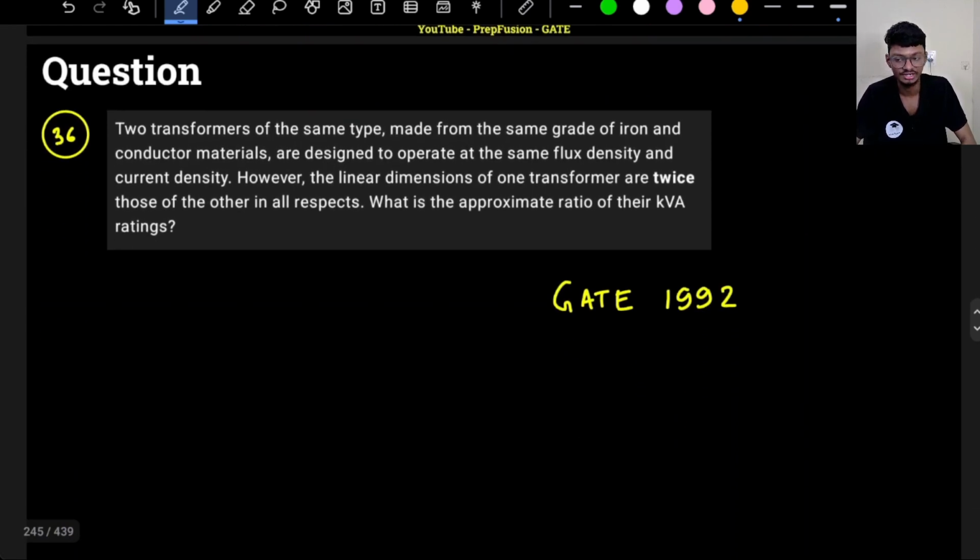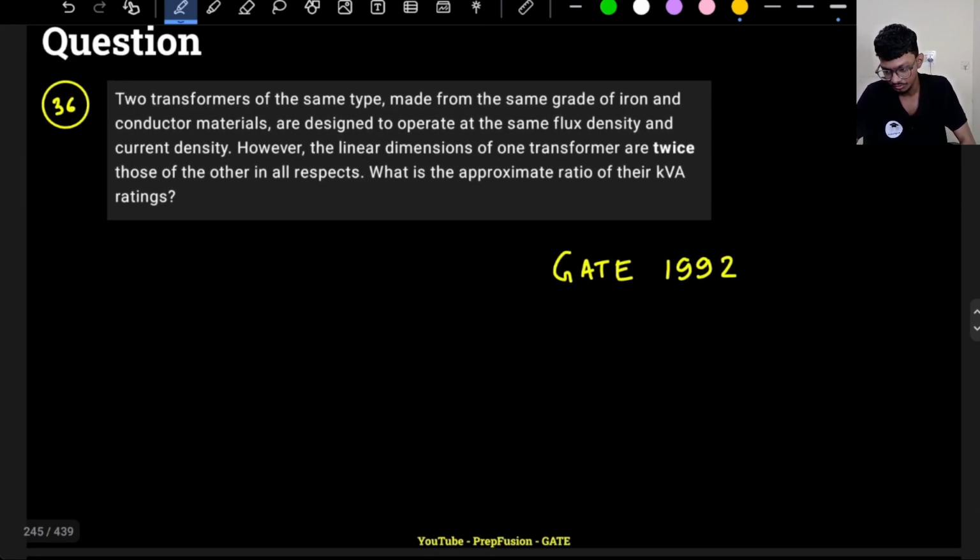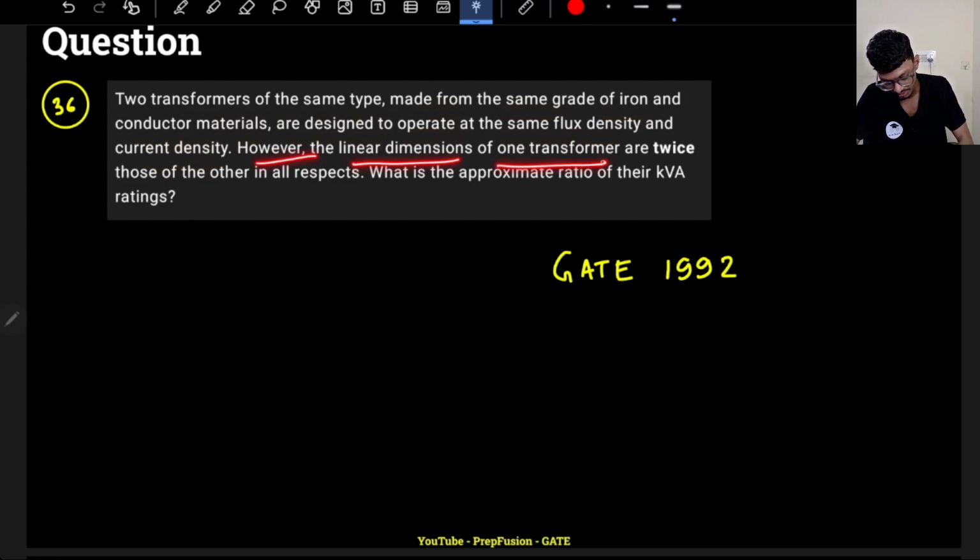So these questions actually get asked. Two transformers of the same type made from the same grade of iron and conductor materials are designed to operate at the same flux density and current density. However, the linear dimensions of one transformer are twice those of the other in all respects. What is the approximate ratio of their kVA ratings? So that is what they are asking.